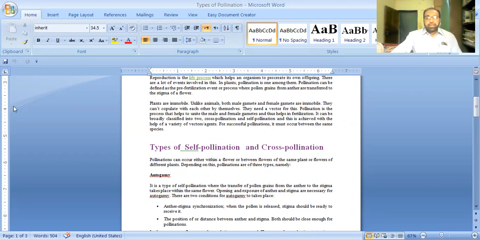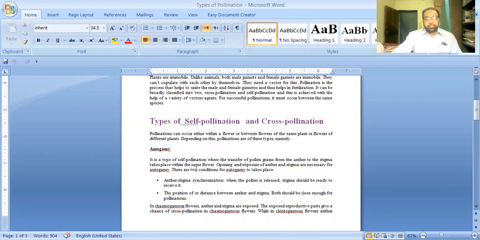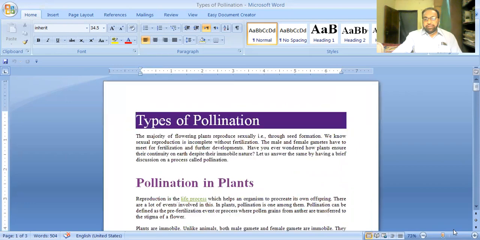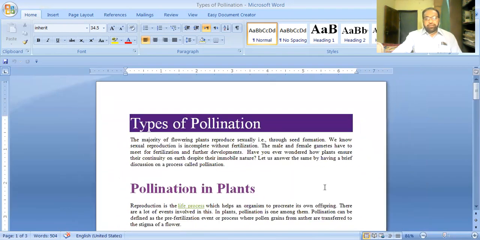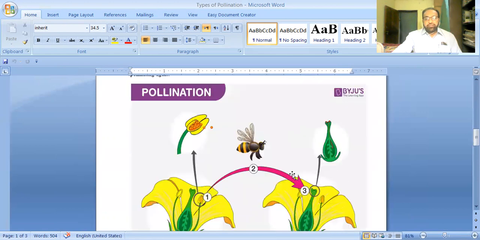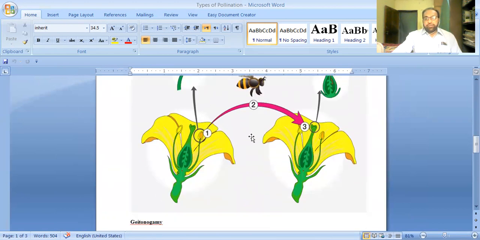The first one is autogamy. In autogamy, pollination takes place within a flower. There is no need to transfer the pollen grain to another flower. The pollen grain just transfers onto the stigma of the same flower. This type of self-pollination is called autogamy. The most common example is Mirabilis, the most common plant, also called Gulabas, Gulbakshi, or 4 o'clock plant. It is very commonly available everywhere. So this is the first type, remember.